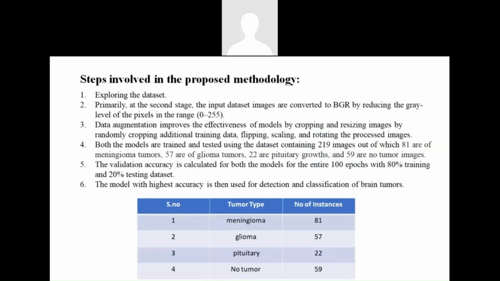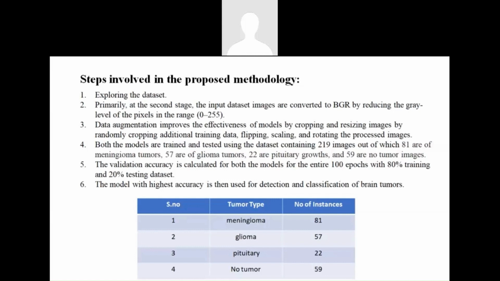So input images are converted to black and gray images. We reduced the size of the images, the level of pixels in the image. Then we did data augmentation for that, resizing the training images, flipping, scaling, like that. So both the models are trained with the images.